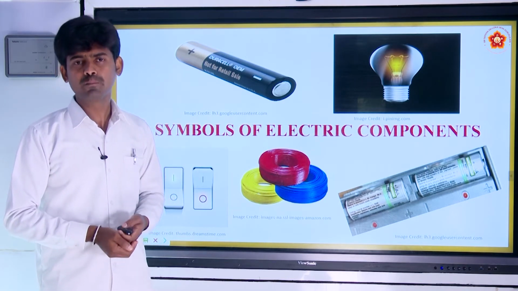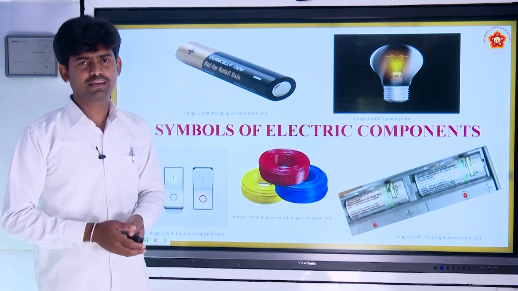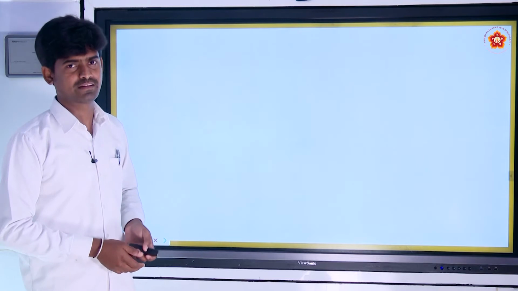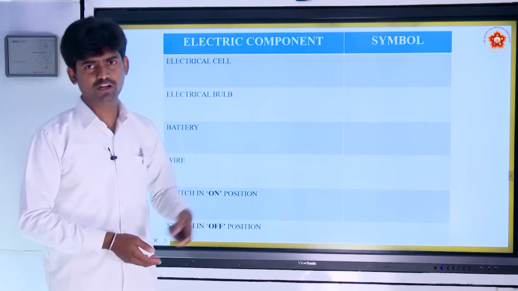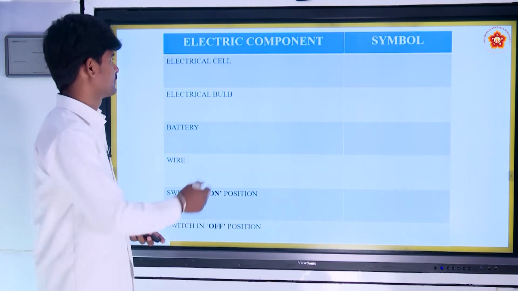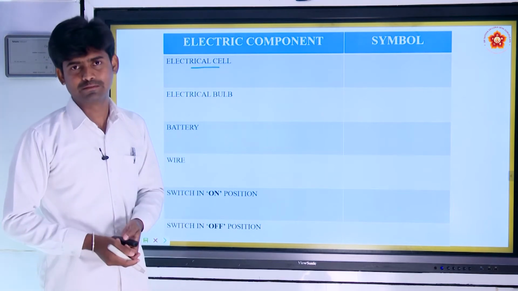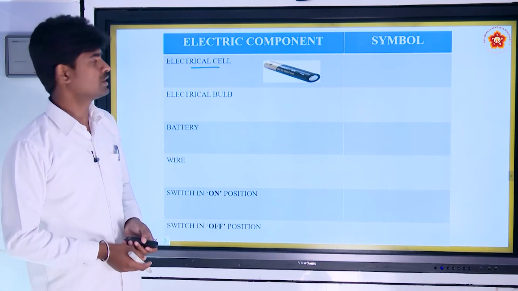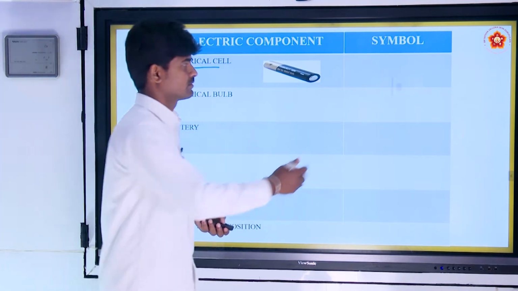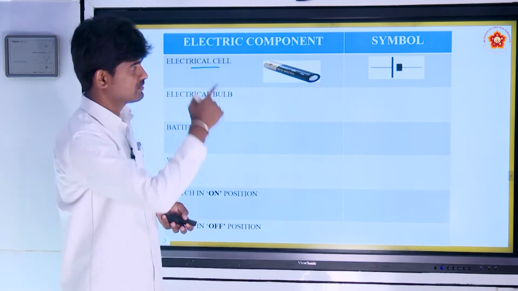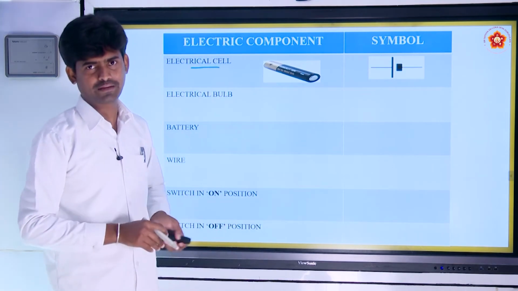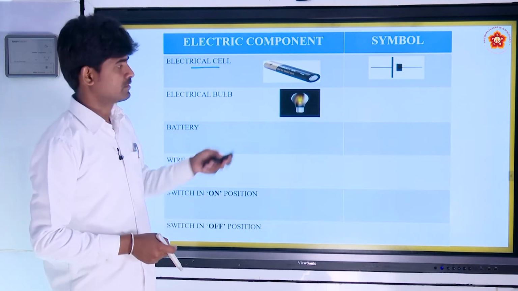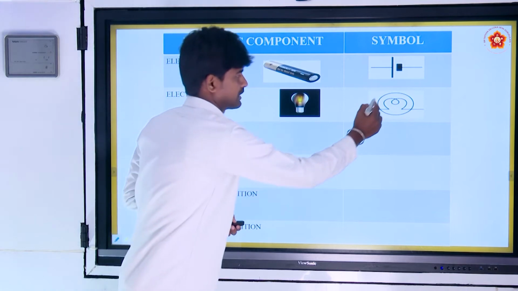Here they give some of the symbols of electrical components. Let us discuss one by one. Electrical component and symbol. First one, electrical cell. Here is a cell. The symbol for the electrical cell you can write like this: one is a longer line, the other one is a shorter line. Next one is the electrical bulb. The symbol for the electrical bulb, you have to write like this.